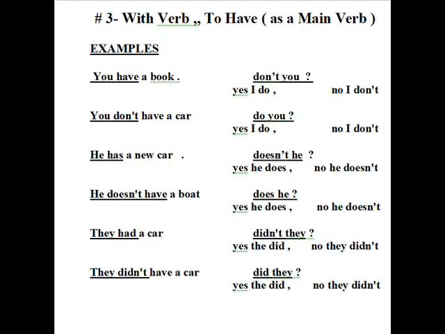Number 3, with the verb to have as a main verb. Remember again, we have verb to be, verb to do, verb to have. We can use them in two ways, as a main verb and as an auxiliary verb. There is a big difference between any of them as a main verb and as an auxiliary verb.